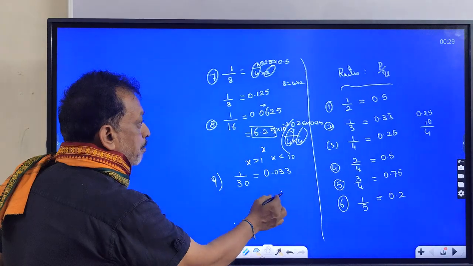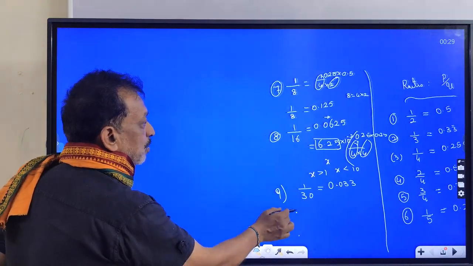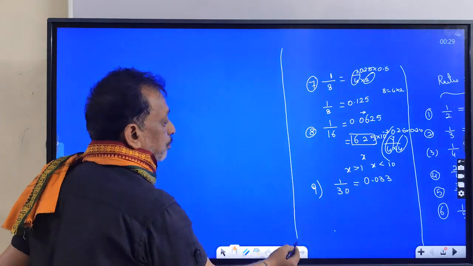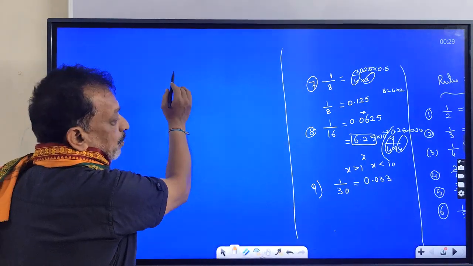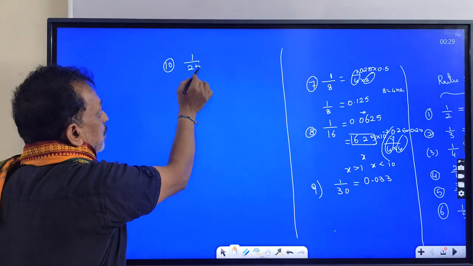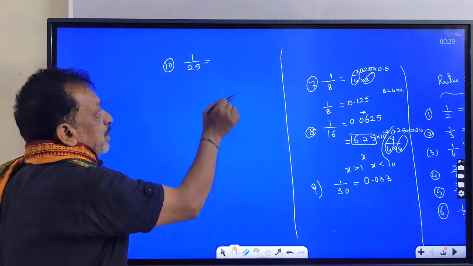Now 1 by 25 is there. So you can take the next, 1 by 25. Suppose 1 by 25. So 1 by 25 is equal to, then how to do?